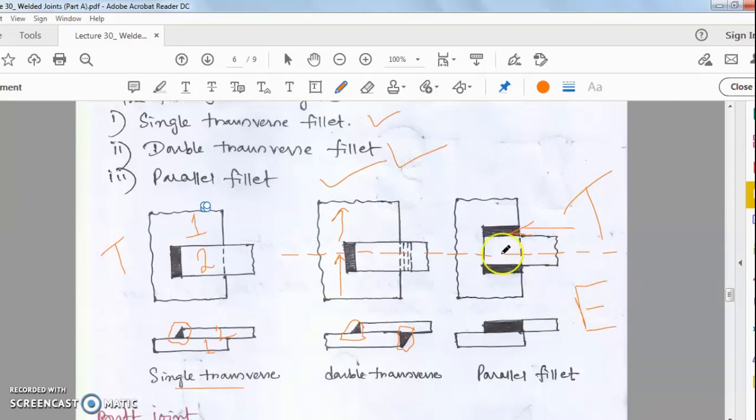You can see that both the edges are also joined. Because if you join both edges, what will happen? The joint efficiency will be much higher. So that is why both sides of these edges are joined by welding. This is parallel fillet. This is the top view. So both these two drawings have to be represented: how the joint looks from the top view, and how the joint looks from the front view. That is, one is the plan view, another one is the elevation view.